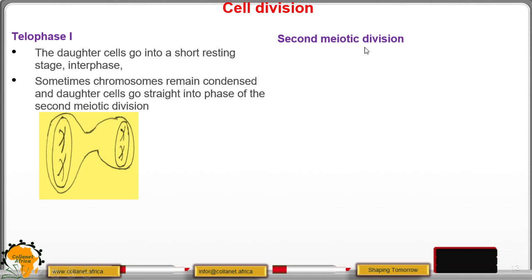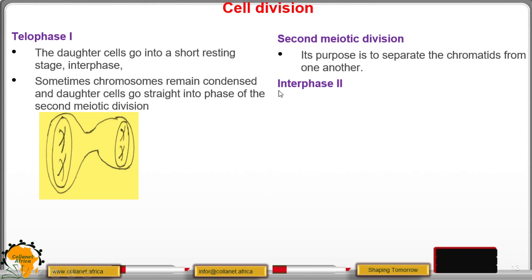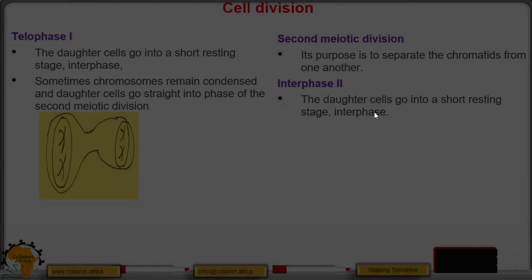We move to the second meiotic division, and the purpose is to separate chromatids from one another. And remember, we said the first meiotic division separates homologous chromosomes, and then they are moved to different cells. So we move to interphase 2, and here the daughter cells go into a short resting stage, jumping from telophase 1 to interphase, that is rest.